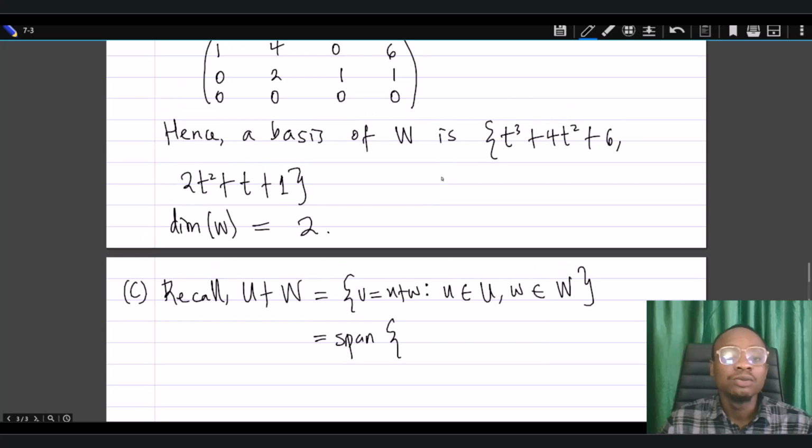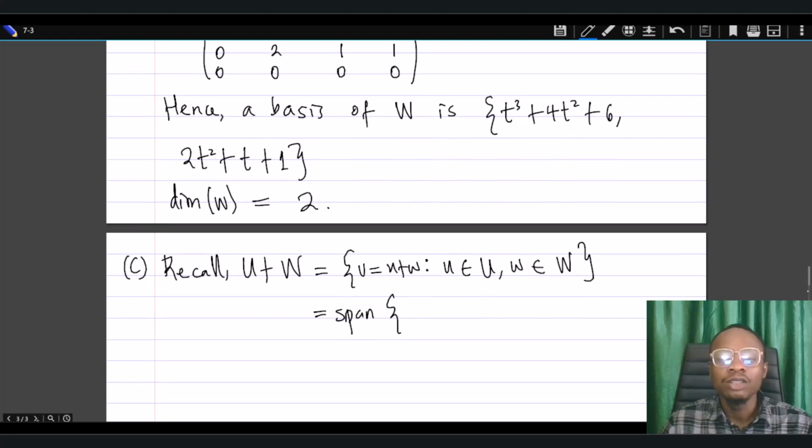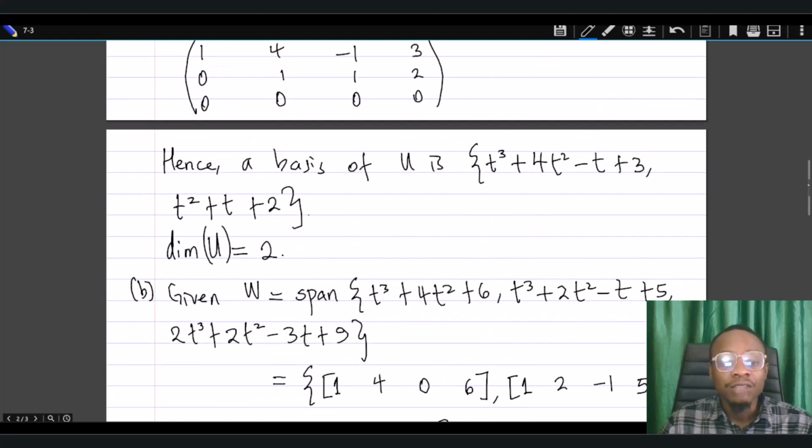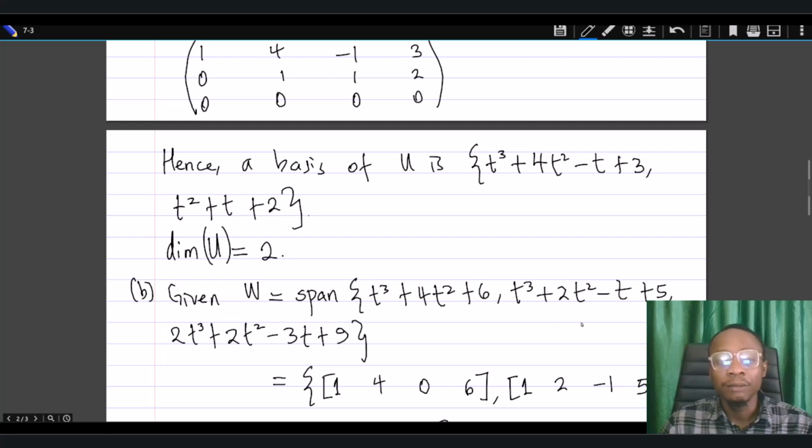We can also use these bases right here. It doesn't hurt at all. It will give us the same result. We can also use the spanning vectors as provided. We can use them directly.